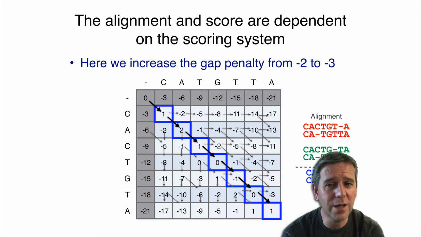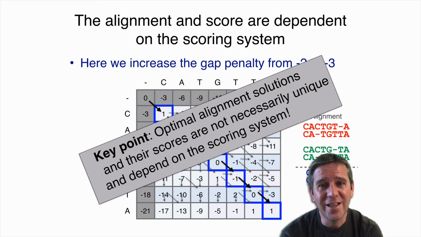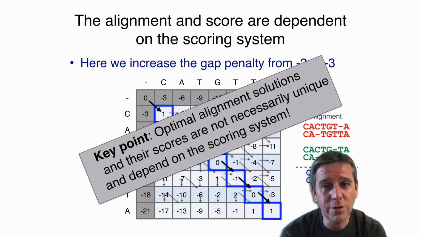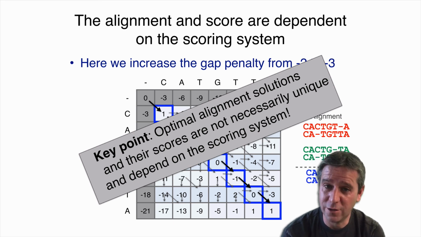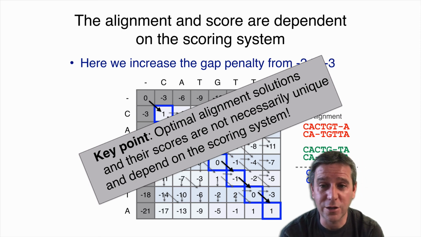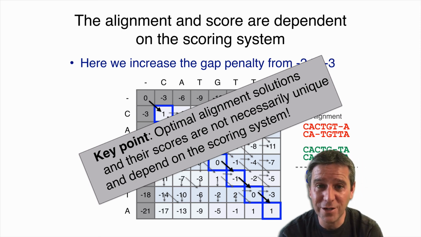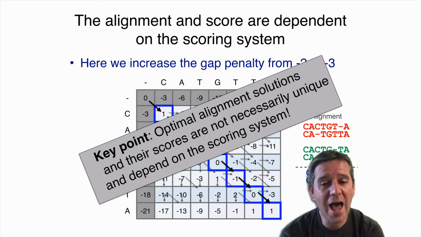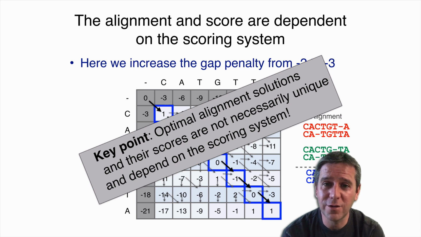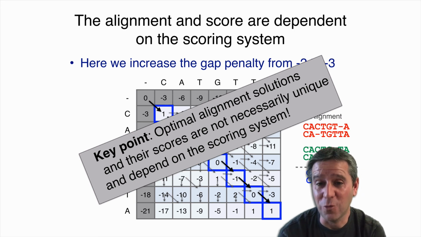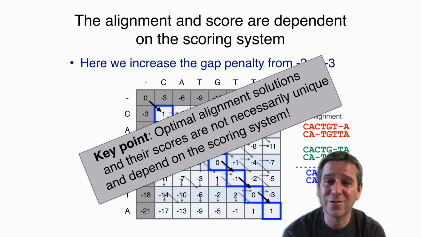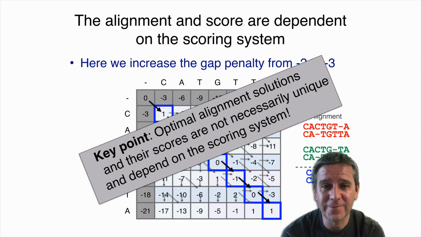So this is a really important point and one that's often underappreciated. That is that the optimal alignment solutions and their score, so that's the value we get in our happy place, are not necessarily unique. That is, there's more than one route through the matrix to yield this score, and they depend on the scoring scheme. If I pick different values, they might give you, or in fact they will give you most likely, different scores. So they're dependent on the scores you use.